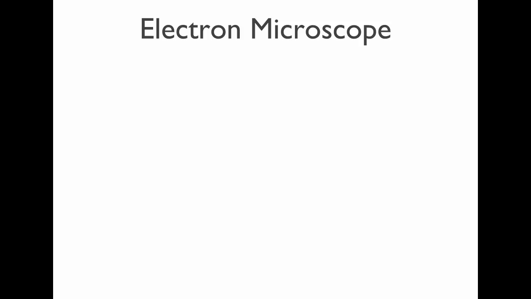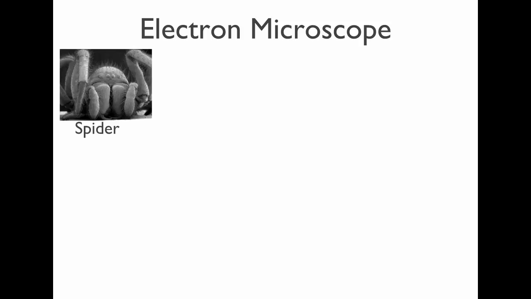It has to be coated in a metal, so you can't look at anything that's alive. Then you put it on a little mount, and you put it in this little chamber within this thing that looks like a computer, and it shows you the scan on the screen, and you can adjust the magnification and so forth. And so you can see a pretty nice three-dimensional view of the object.